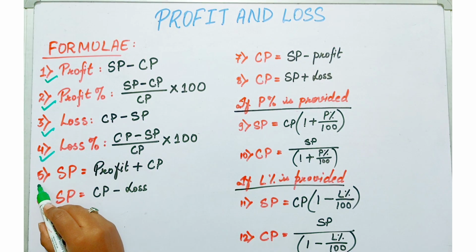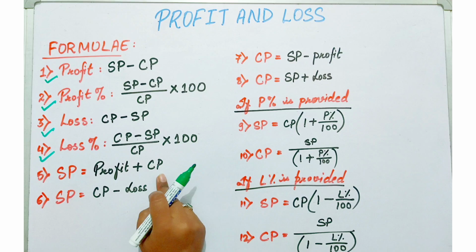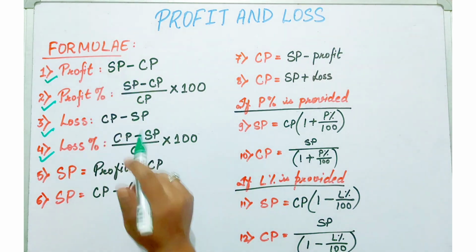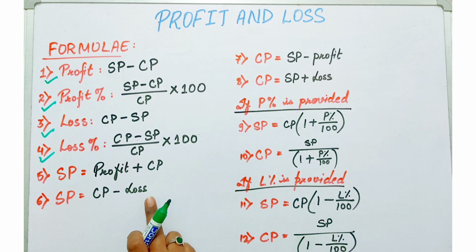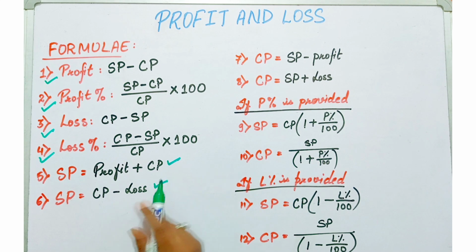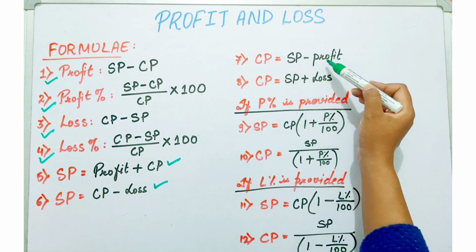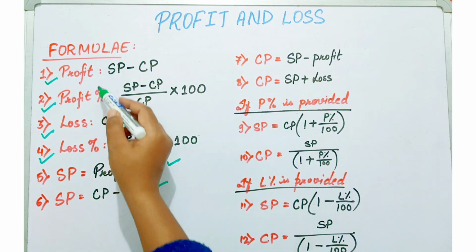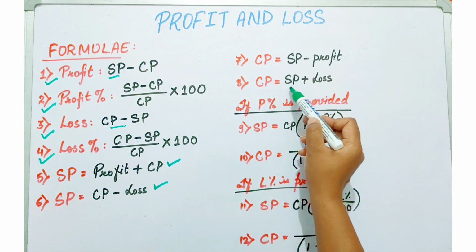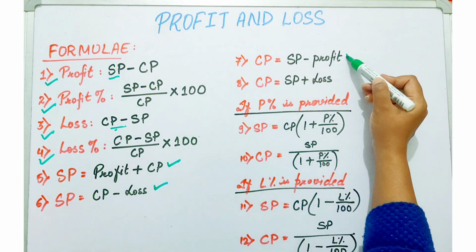Now the fifth one: SP equals profit plus CP. This is what we have derived from formula 1. Again, in case of loss, SP equals CP minus loss. These are the other 2 formulas to calculate SP. Now to calculate CP, the formula is SP minus profit, which is again derived from this formula. And CP equals SP plus loss, this is derived from this formula.